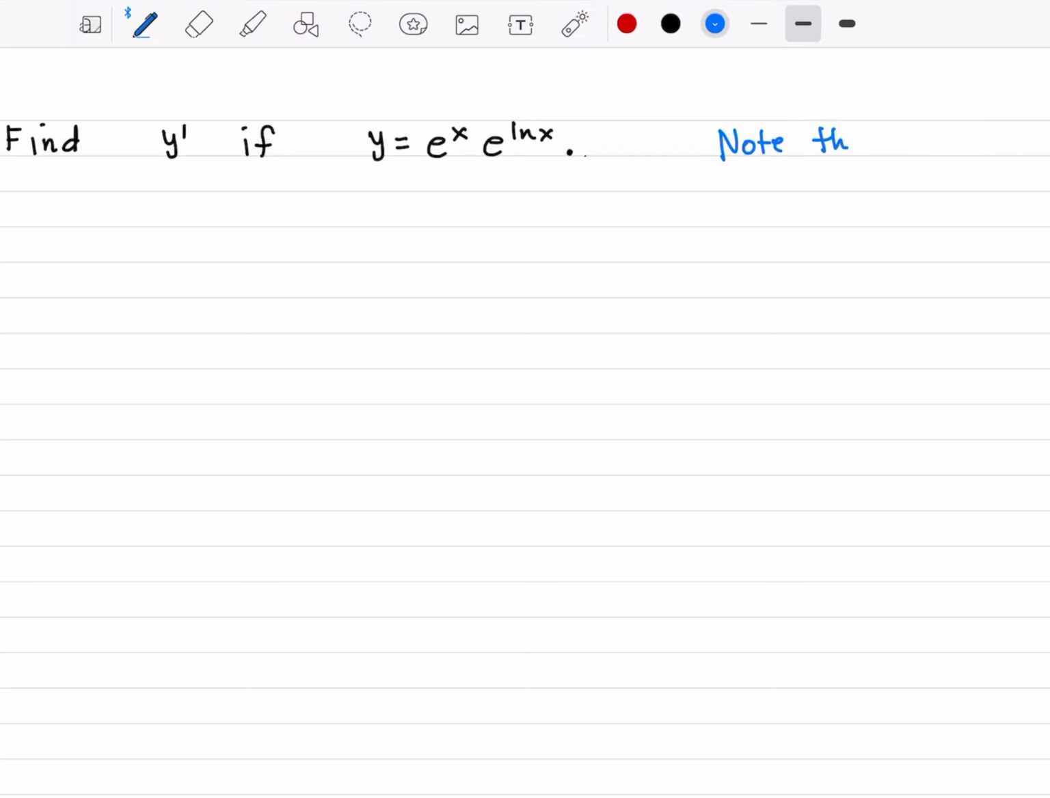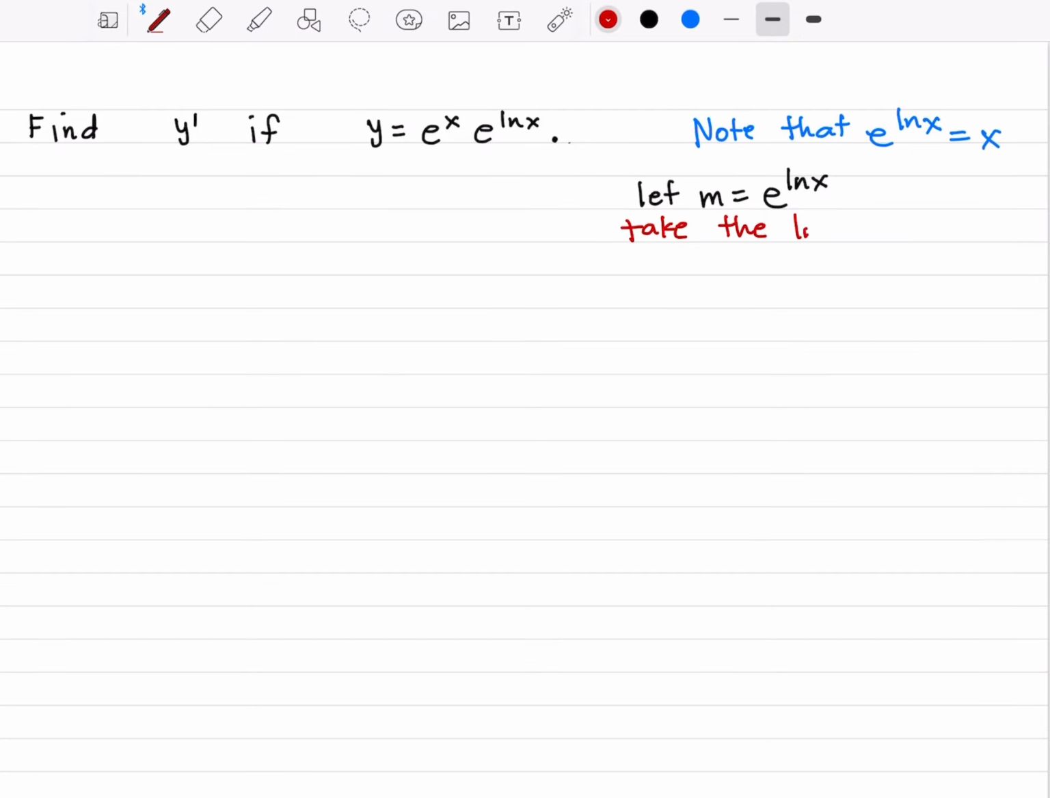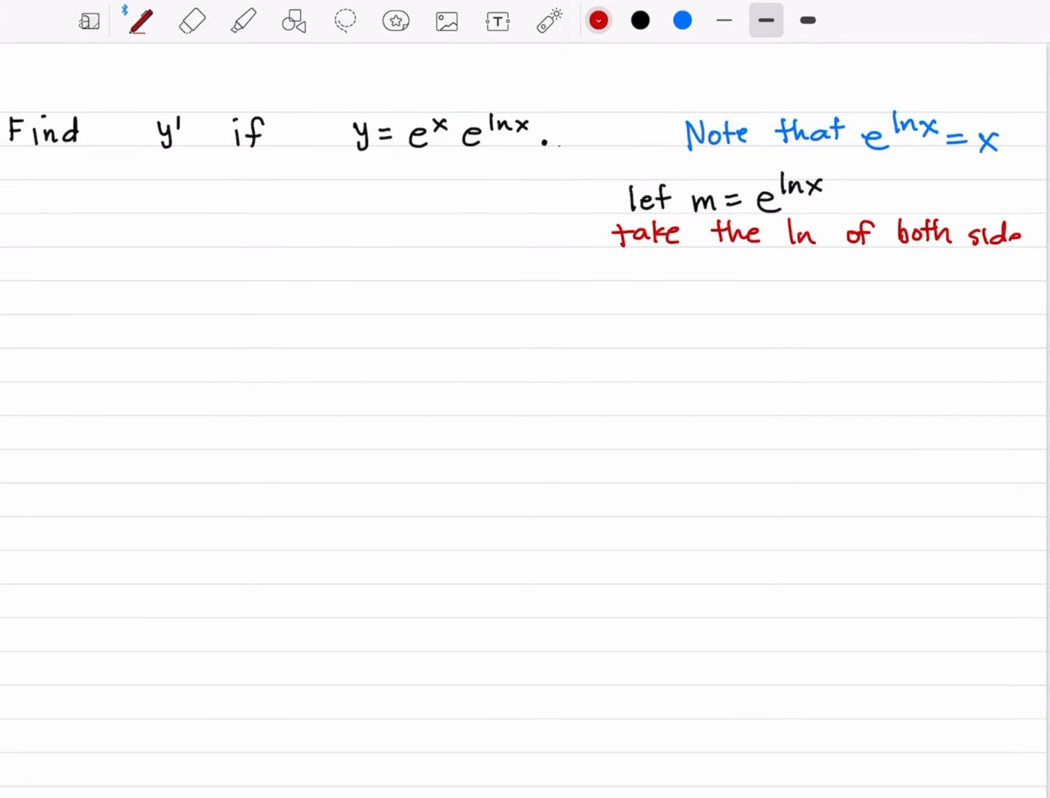Note that e raised to the natural logarithm of x is equal to x. Now the question is why? Okay, so let's justify. Let m be equal to e raised to ln of x. From here, we take the natural logarithm of both sides. Taking the logarithm of both sides, we get the natural logarithm of m equals the natural logarithm of e raised to the natural logarithm of x.